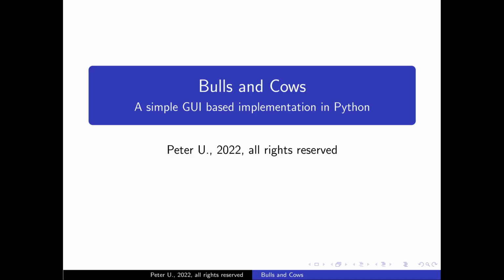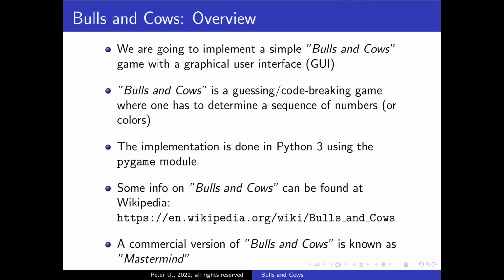Hello and welcome to this video on bulls and cows, a simple GUI-based implementation in Python. So what we are going to do is implement a simple bulls and cows game with a graphical user interface. As you may know, bulls and cows is a guessing or code-breaking game where one has to determine a sequence of numbers or colors. We will implement this in Python 3 using the Pygame module.